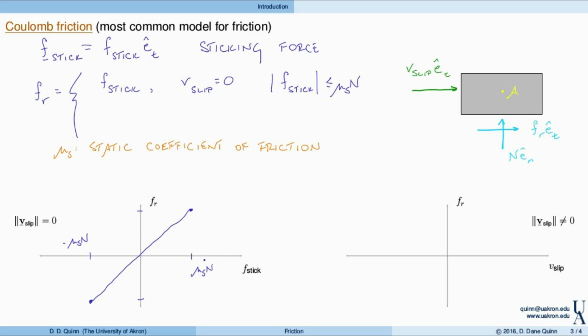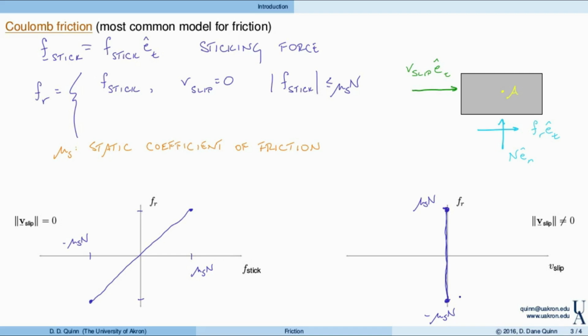Now, what happens if it exceeds these values? Well, we'll talk about that in the next line. But now let's go over here and draw the corresponding picture, which is the slip velocity versus the friction force. Remember, here we're focusing on the case where the slip velocity is equal to 0. So we'd see that the projection of this onto this graph is simply a line that covers this part of the vertical axis from mu s N down to minus mu s N.